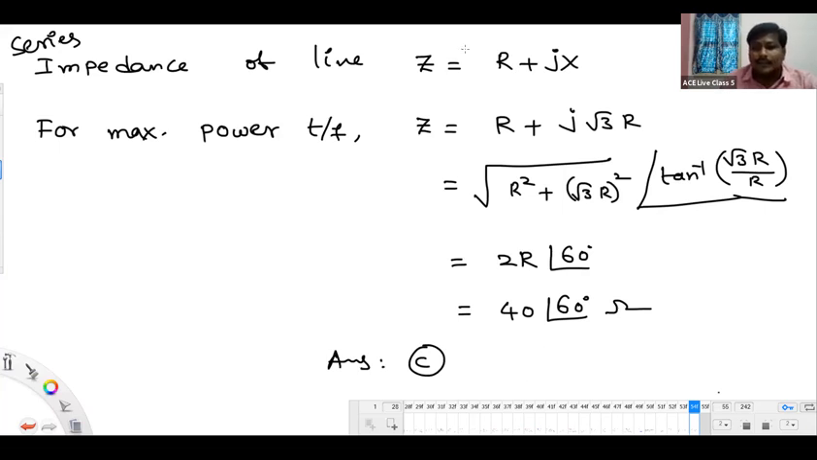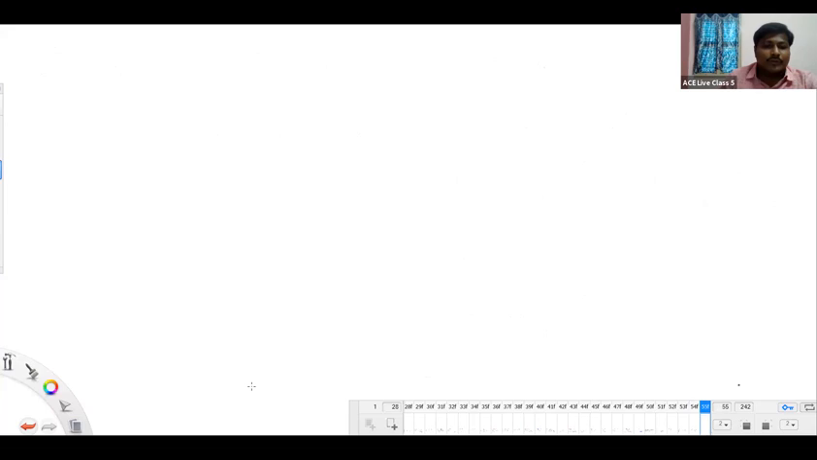So next, we are taking up a simple discussion here further. I'm moving to the next slide. I'm taking up SMIB, a simple SMIB: single machine connected to infinite bus bar.